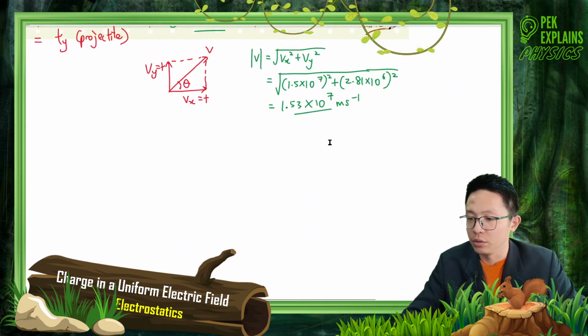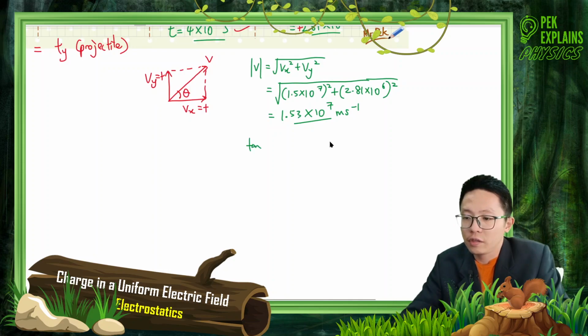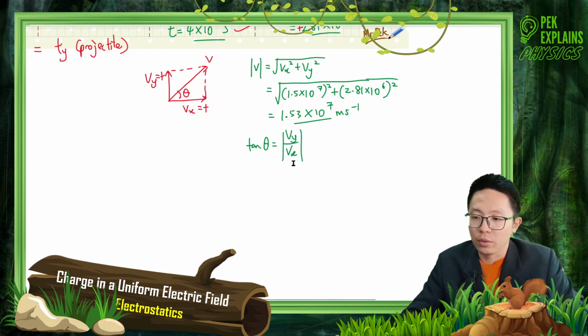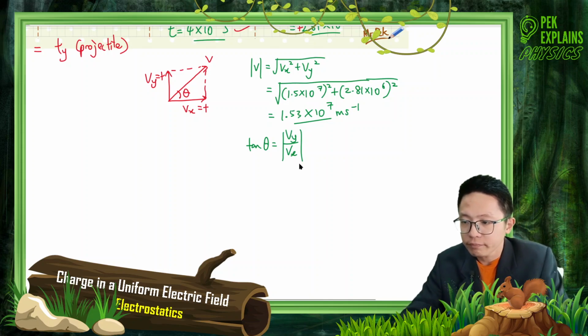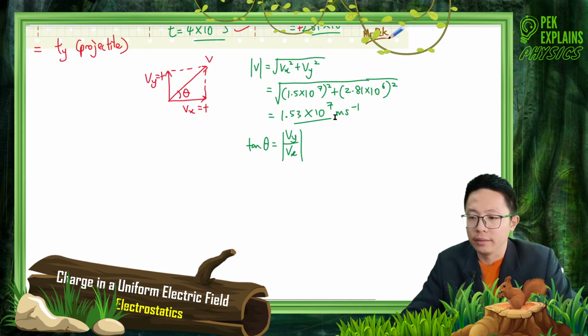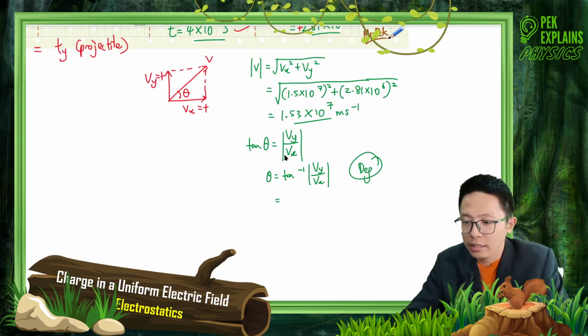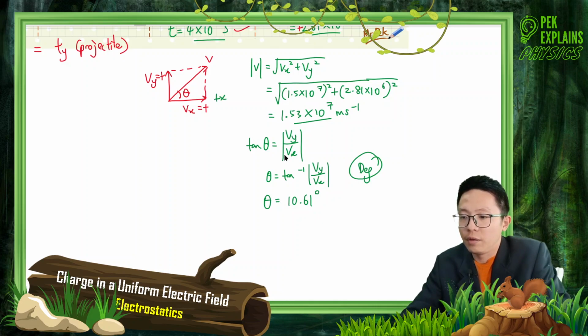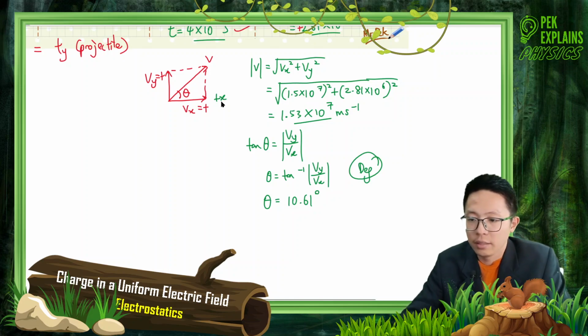So you need to give direction also using tangent theta. Tangent theta is equal to Vy over Vx, modulus, so that we make all values positive. Vy is 2.81 exponent 6. Vx is 1.5 exponent 7. Then you use antitangent. Remember, use degree, your calculator needs to be set to degree, not radian. Then your theta will be 10.61 degree, above the positive x-axis, or positive x direction.